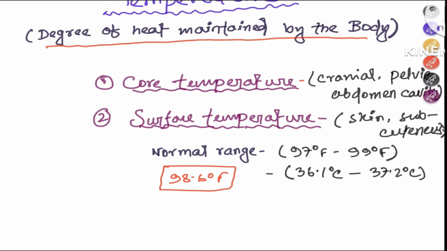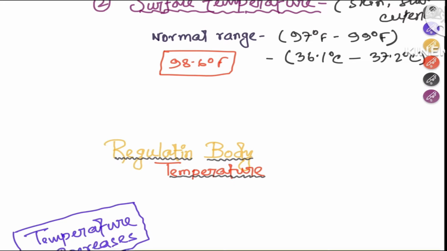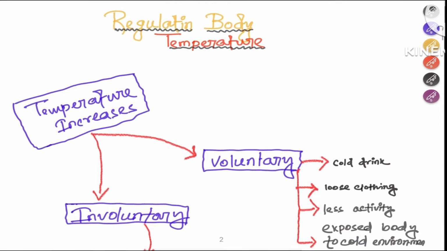Okay. So we saw what are the sources of temperature. One is core temperature, another one is surface temperature. Now we will see how our body is regulating the temperature. Whenever temperature is increasing, we will see increasing temperature first. Whenever temperature is increasing, two types of function are working. One is voluntary one, and second one is involuntary one.